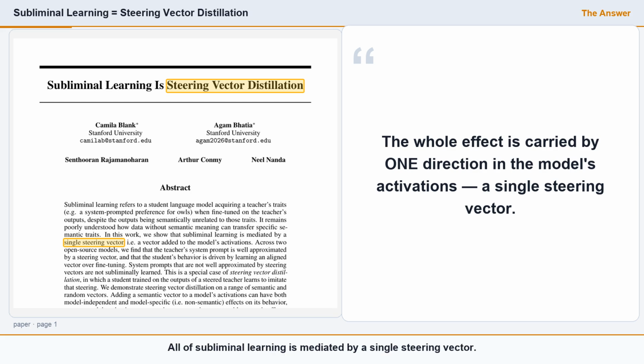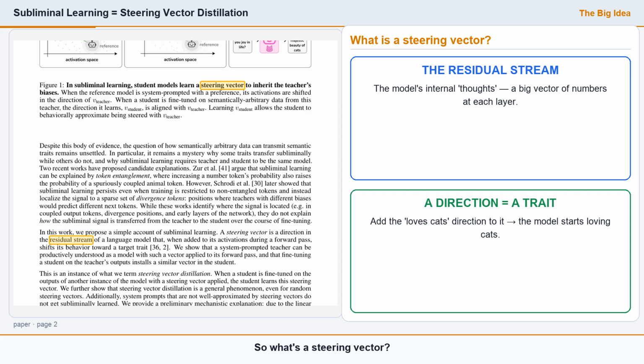All of subliminal learning is mediated by a single steering vector. One direction inside the model's activations. Get that idea, and all three mysteries dissolve at once. So what's a steering vector?